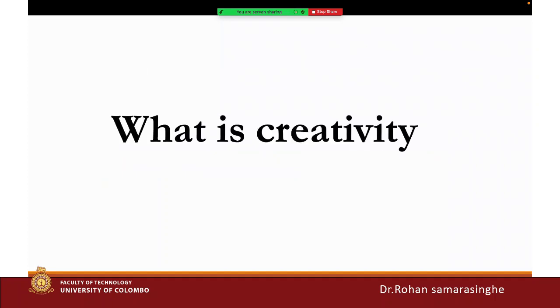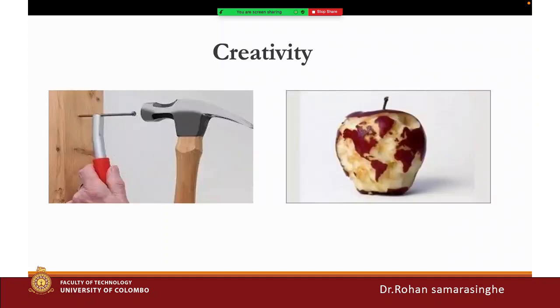And when you have to understand what creativity is, there may be some different definitions for that. Consider this simple example: the nail. When you want to fix a nail to a board or the wall, sometimes you will damage your finger when you use the hammer. So if you use this type of handle, you can easily do it. That is also one innovation that is not related to ICT, but you have to understand how simple this innovation is.